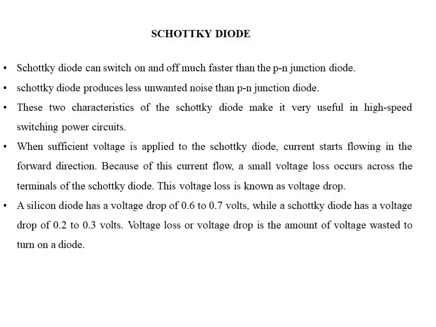When sufficient voltage is applied to the Schottky diode, current starts flowing in the forward direction. Because of this current flow, a small voltage loss occurs across the terminals of the Schottky diode. This voltage loss is known as voltage drop. A silicon diode has a voltage drop of 0.6 to 0.7 volt, while a Schottky diode has a voltage drop of 0.2 to 0.3 volt. Voltage loss or voltage drop is the amount of voltage wasted to turn on the diode.